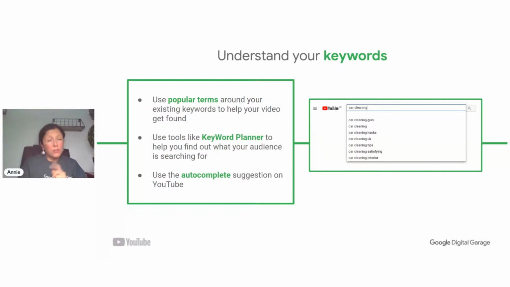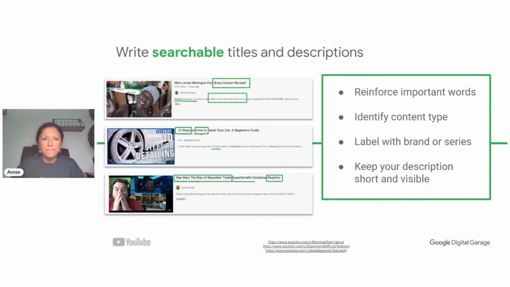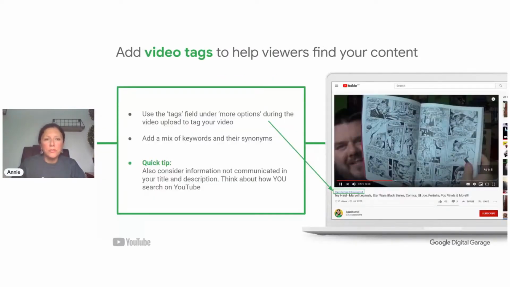And also remember there's autocomplete on YouTube as well, so people can find it quickly. Make it searchable and write those descriptions. So reinforce important words. Here we've got mini lemon meringue pies. We know they're important words. We've also got how to, and we've got reaction. These are the kind of words that we might want to highlight in our description as well as our titles.